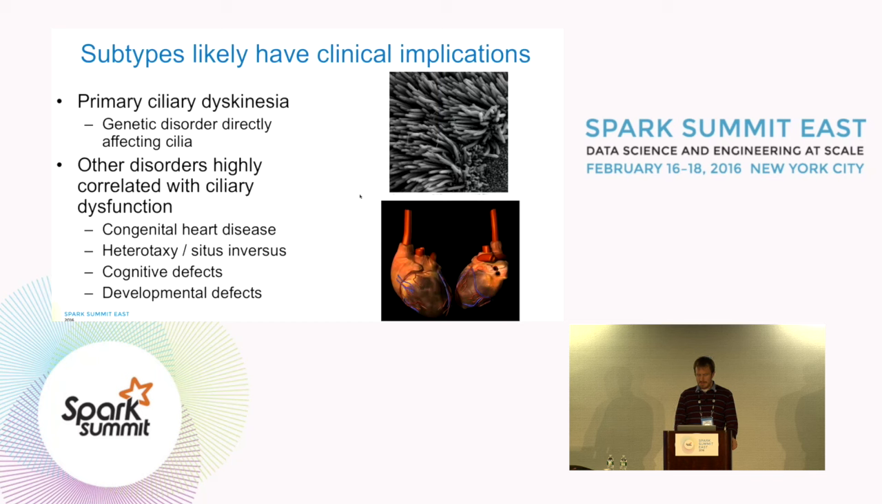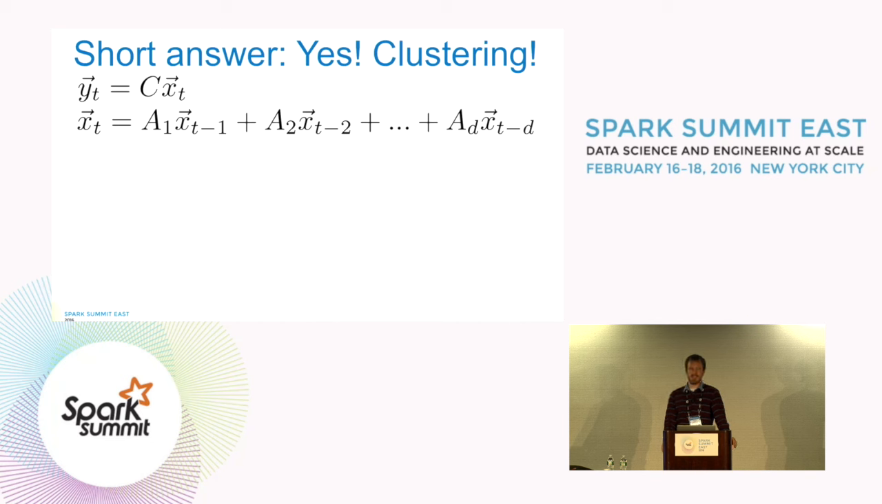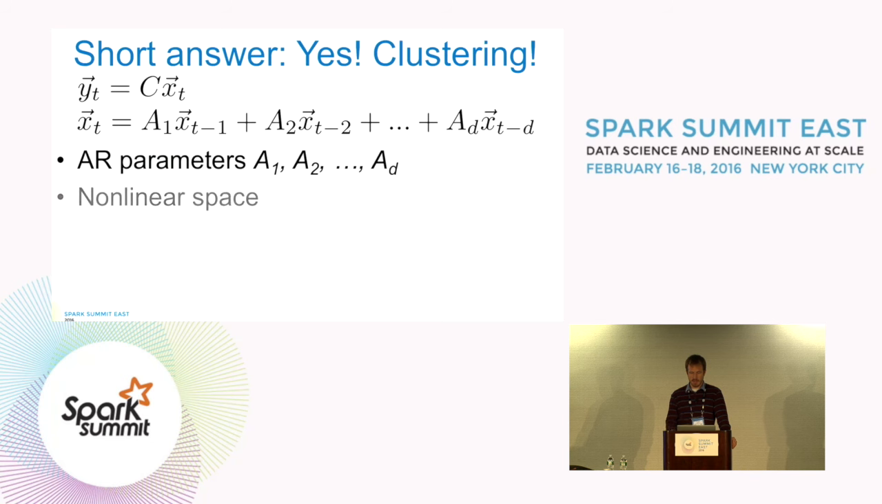So the question then becomes, not knowing a priori how many motion subtypes there are, or what they are, is there a way that we can learn these latent patterns? And the short answer is yes, using clustering. We can stick with the same autoregressive model that we had before, where we learn these AR parameters for each sample, each region of cilia. And then we cluster these to try to find discrete motion patterns that are similar.